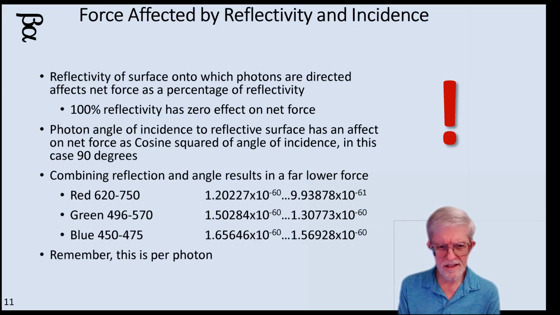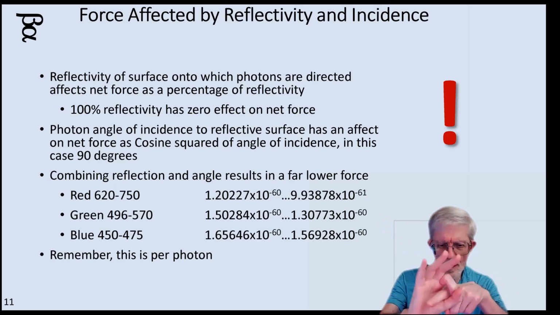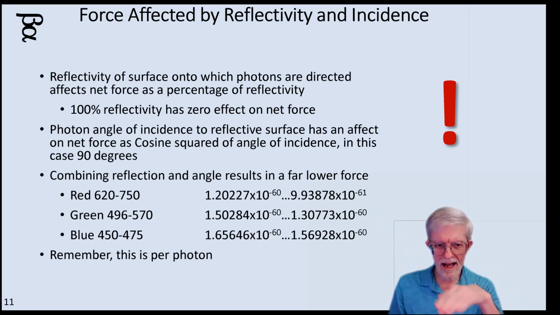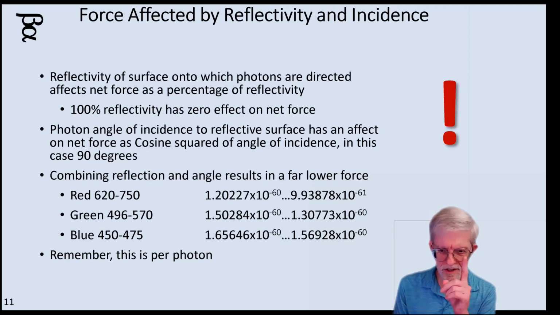But when the photons hit the piezoelectric material, if the material is not reflective at all, then you lose some of that force. It gets absorbed. And if the photons come in at an angle, that also changes the amount of force. So in this case, we've got a hole that the photons go in and hit the piezoelectric material at 90 degrees. So very little effect on it, but it does bump it up to times 10 to the minus 60-ish. And you can see that the numbers change based upon red, green, and blue wavelengths. But remember, this is just for one photon.